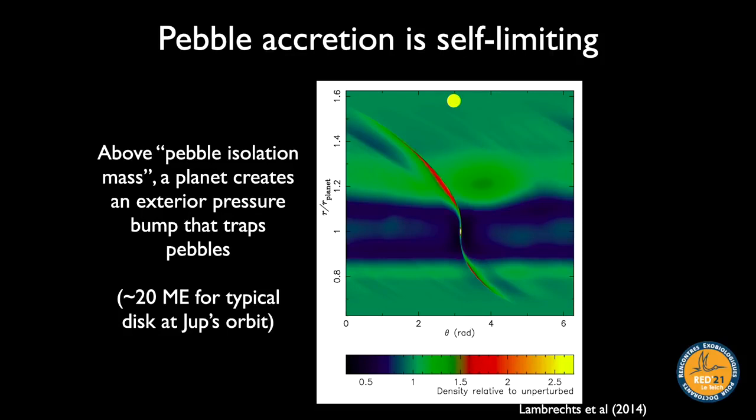That outer red streak is a pressure wave exterior to the growing core's orbit that acts to trap pebbles. So this little yellow pebble that I put on the cartoon version will spiral in and then get trapped in that pressure wave, rather than keep going and bash onto the growing core. Right?